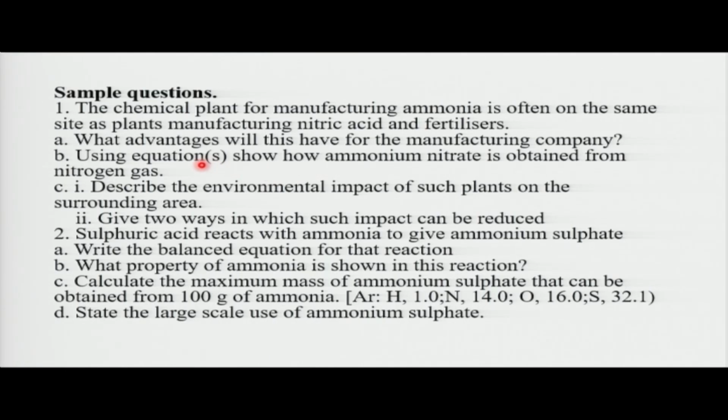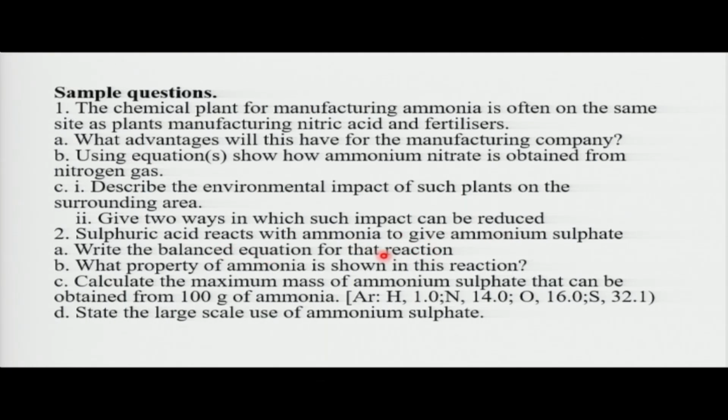Using equations, show how ammonium nitrate is obtained from nitrogen gas. So you can write the equation here. I can help you. Nitrogen plus hydrogen gives ammonia. Ammonia plus nitric acid gives ammonium nitrate. So you write it. Then describe the environmental impact of such plants on the surrounding area, the factories which produce these. Then give 2 ways in which such impact can be reduced.